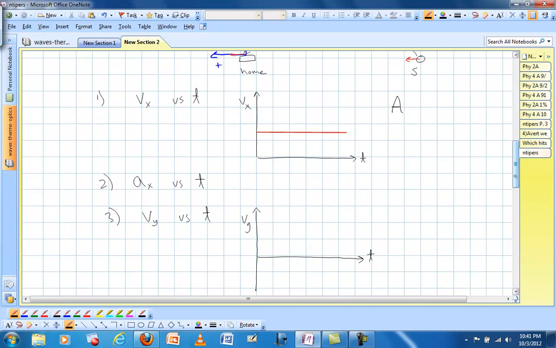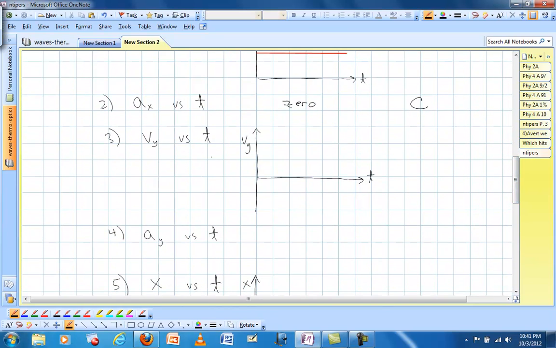The acceleration in the x direction versus time. Well, because we know that this object is in free fall, we're ignoring air resistance. Nothing is pushing on the ball in the x direction. So the acceleration versus time is 0. That corresponds to C. We can also look at the velocity versus time curve. The slope is 0 everywhere, so the acceleration would be 0 everywhere.